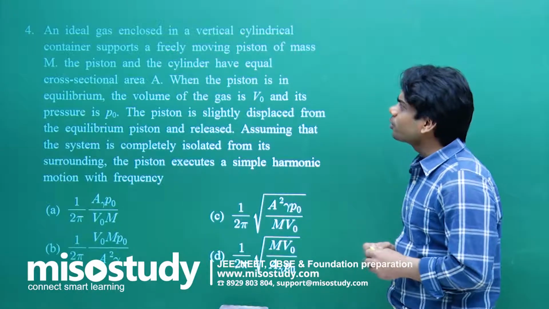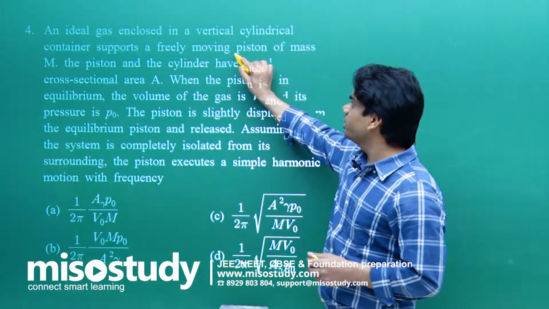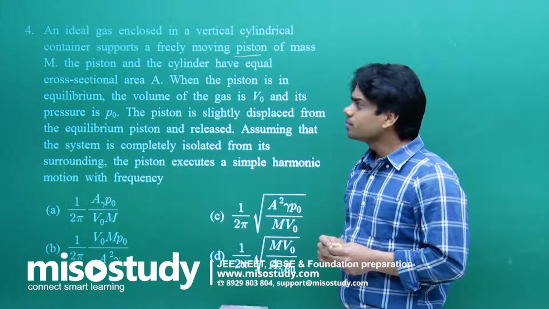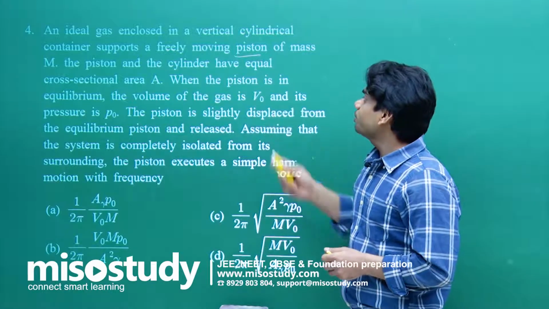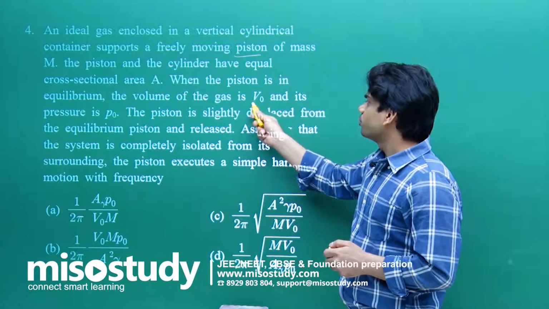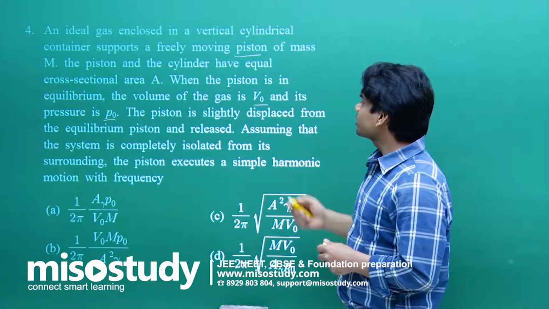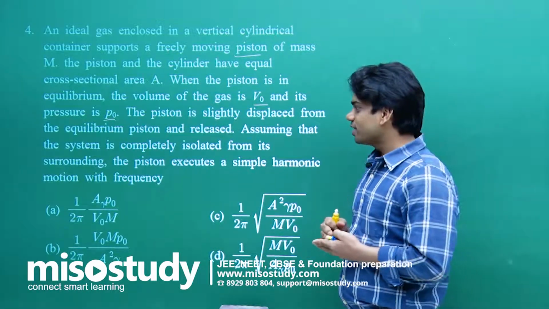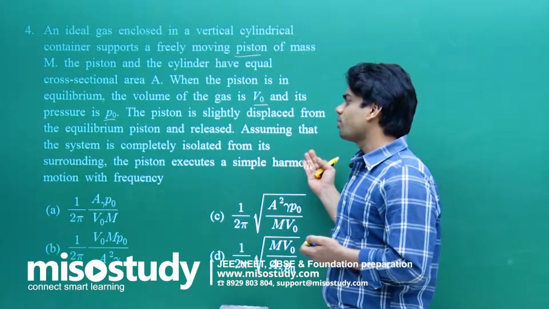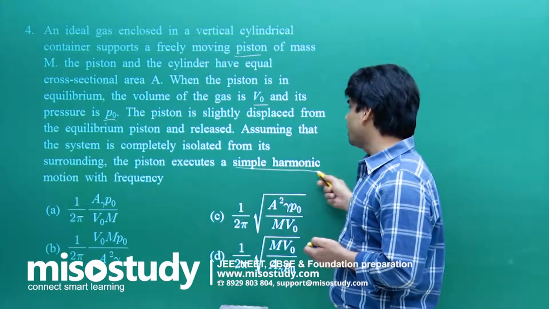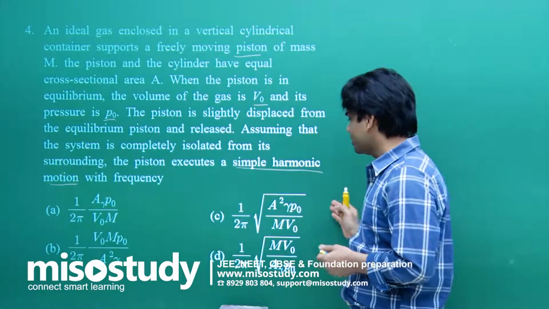An ideal gas enclosed in a vertical cylindrical container supports a freely moving piston of mass m. The piston and the cylinder have equal cross-sectional area. When the piston is in equilibrium, the volume of the gas is V naught and its pressure is P naught. So volume and pressure is given. The piston is slightly displaced from the equilibrium position and released. Assuming that the system is completely isolated from its surrounding, the piston executes a simple harmonic motion with frequency A, B, C, D.